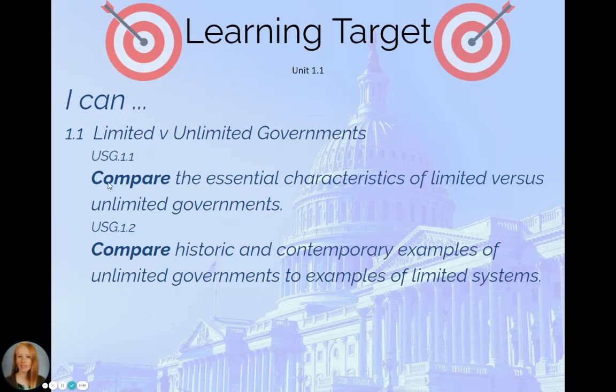I can compare the essential characteristics of limited versus unlimited governments. Also compare historic and contemporary examples of unlimited governments to examples of limited governments. So we should be able to tell what's the difference between a limited government and an unlimited government, and then also to be able to trace it through history, long ago, and history or current events. So countries that are in existence right now.